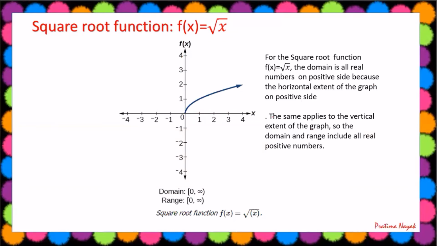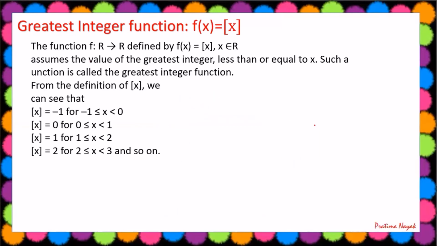So for the square root function f(x) equal to root x, the domain is all real numbers on the positive side because the horizontal extent of the graph is on the positive side. The same applies to the vertical extent of the graph. The domain and range include all positive real numbers.